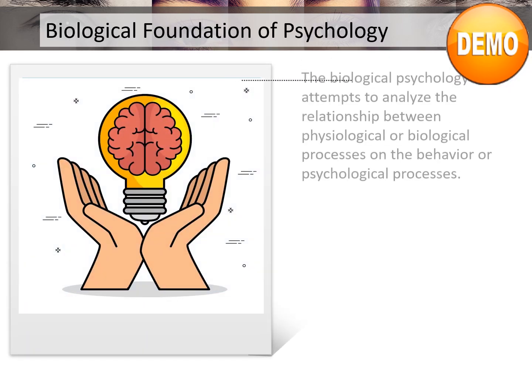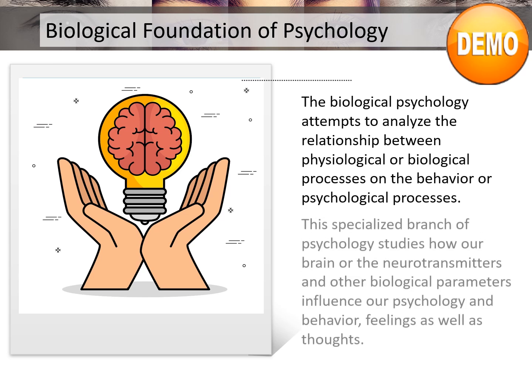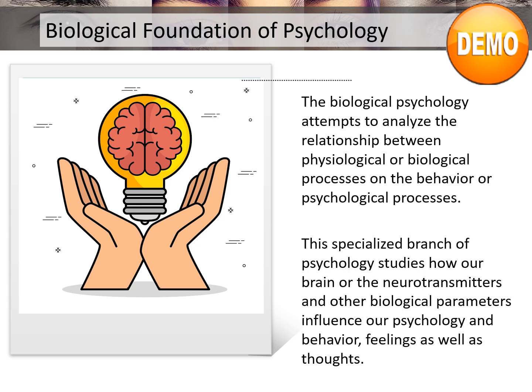Biological psychology attempts to analyze the relationship between physiological or biological processes and the behavior of psychological processes. This specialized branch of psychology studies how our brain, neurotransmitters, and other biological parameters influence our psychology and behavior, feelings, as well as thoughts.